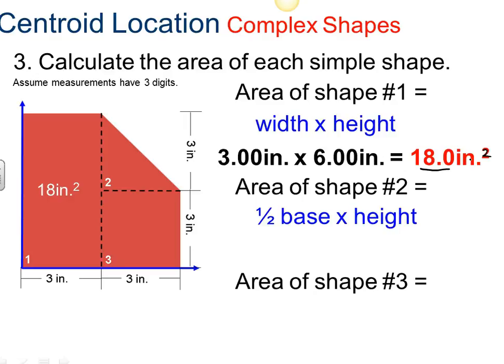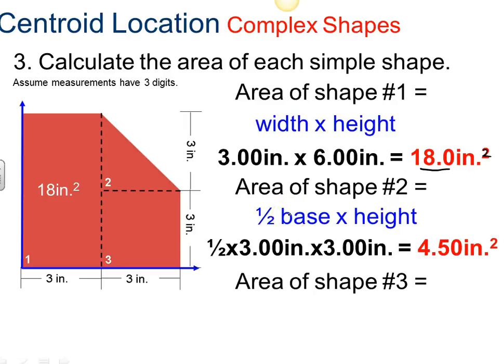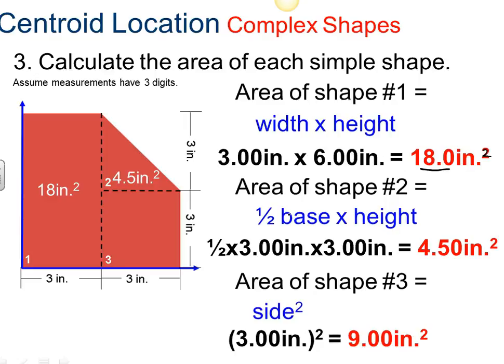Our next area is the triangle, area number 2. It's going to be 1/2 base times height. So that's going to be 1/2 times 3 times 3 inches, which is going to be 4.5 inches squared. And then our square is shape number 3. That's going to be side squared, which is just 3 times 3, which is 9 inches squared.